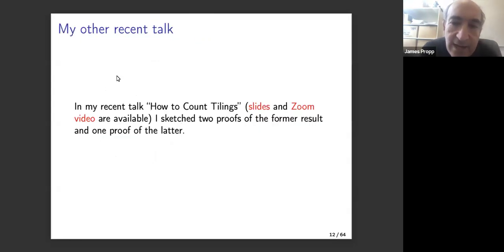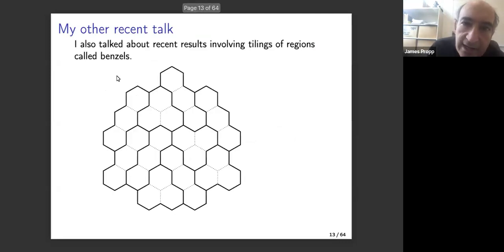So I gave a talk called How to Count Tilings a few weeks ago. The slides and the Zoom video are available, and I sketched 2 proofs of the first result about Aztec diamonds and 1 proof of the second result about lozenge tilings of hexagons. Those were purely combinatorial proofs. Today, I want to talk about higher powered methods that go beyond just the methods of combinatorics. Specifically, I want to use linear algebra.